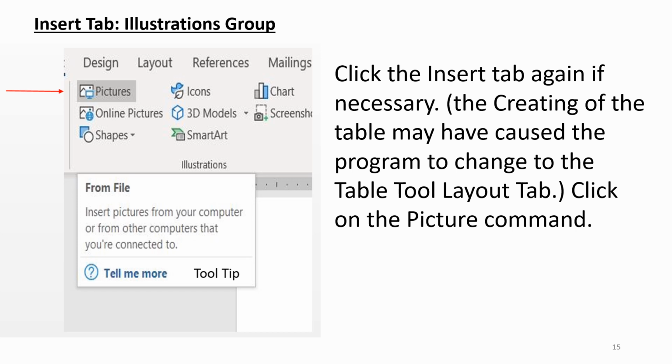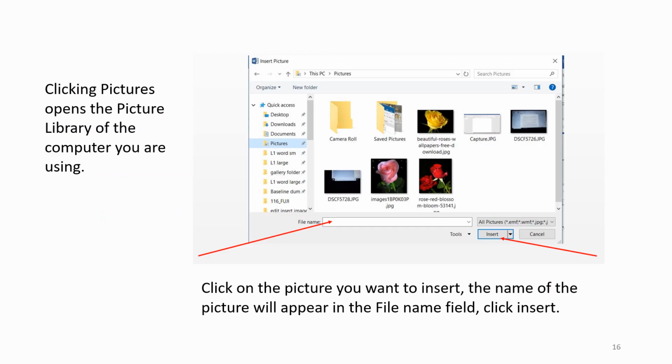Insert tab, Illustrations group. Click the Insert tab again if necessary. The creating of the table may have caused the program to change to the Table Tool Layout tab. Click on the Picture command. Clicking Pictures opens the picture library of the computer you are using.